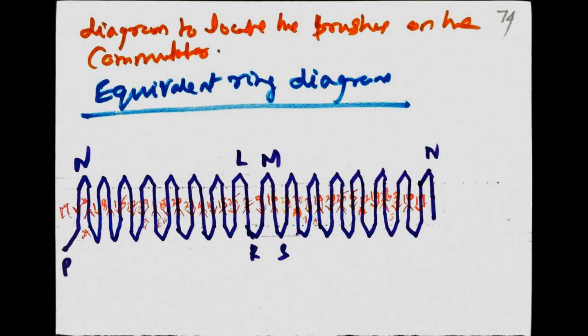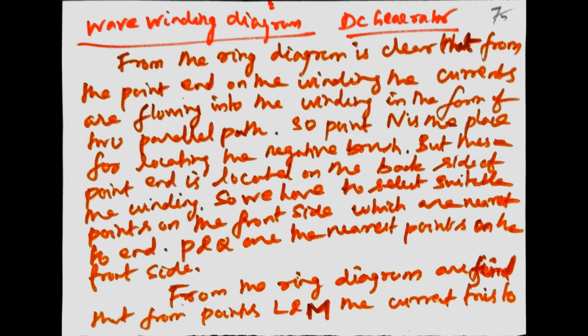For clarity, we have given 3 ring diagrams, which are the same diagrams. Wave winding diagram. From the ring diagram, it is clear that from the point N on the winding, the currents are flowing into the winding in the form of 2 parallel paths. So point N is the place for locating the negative brush, but this point N is located on the back side of the winding. So we have to select suitable points on the front side which are nearest to N.